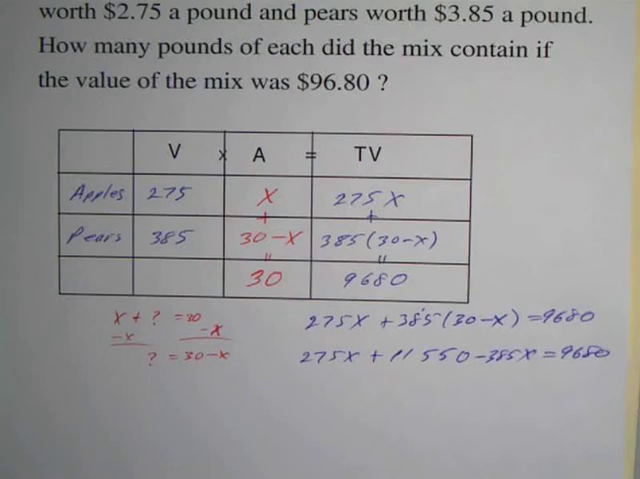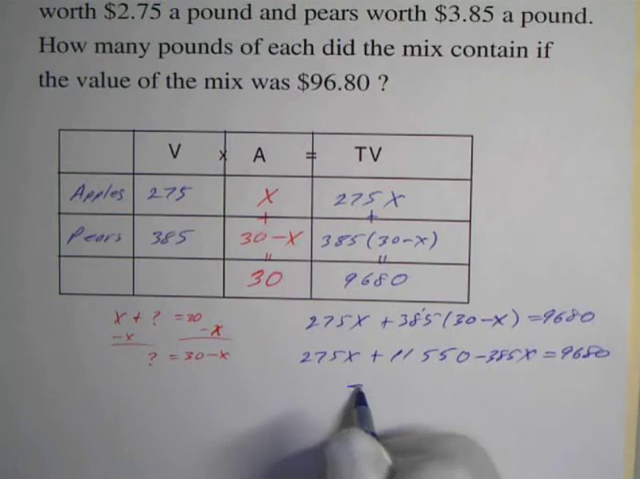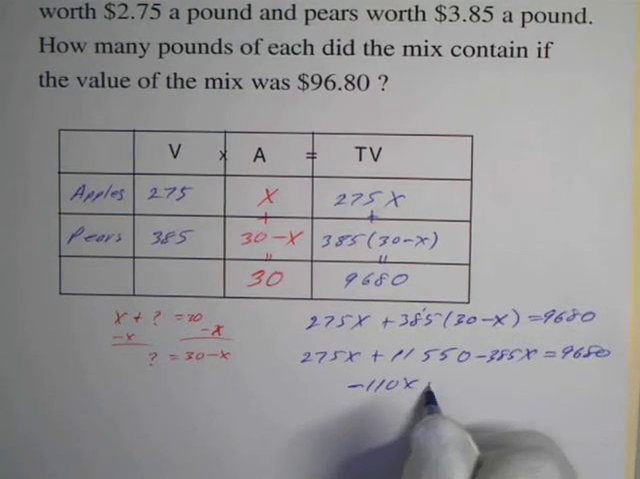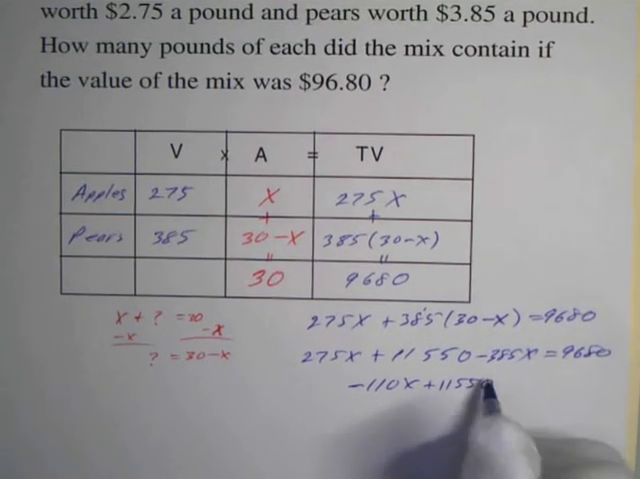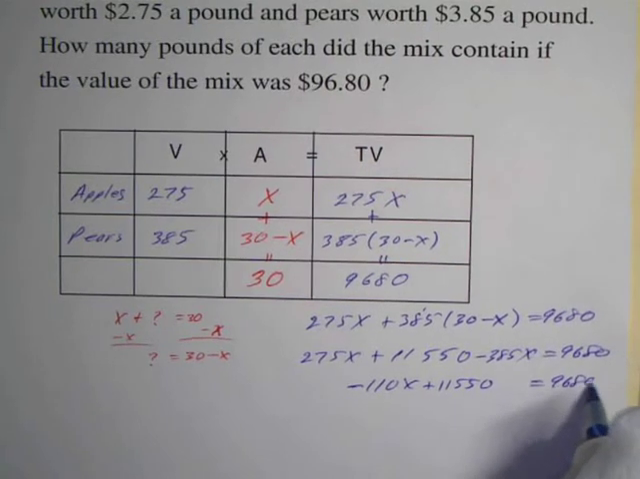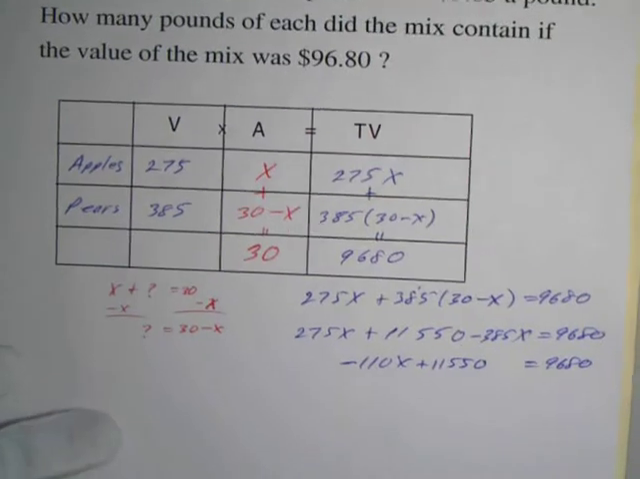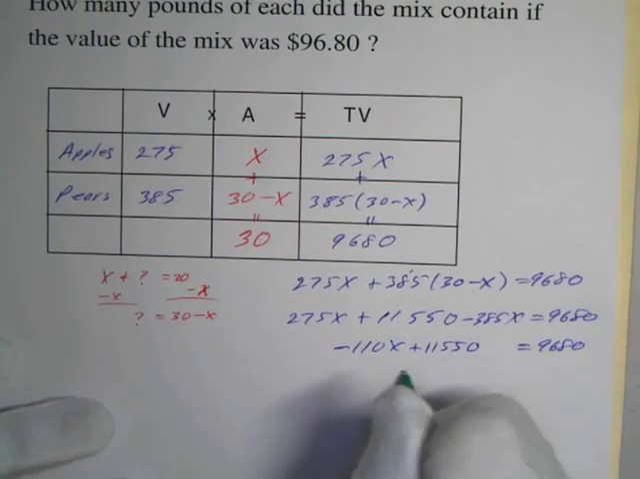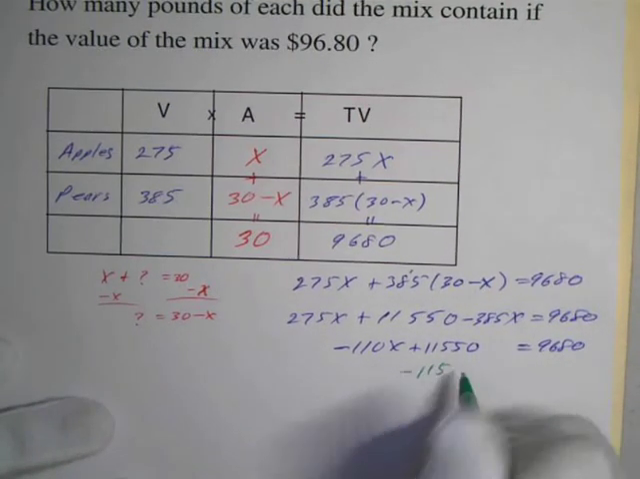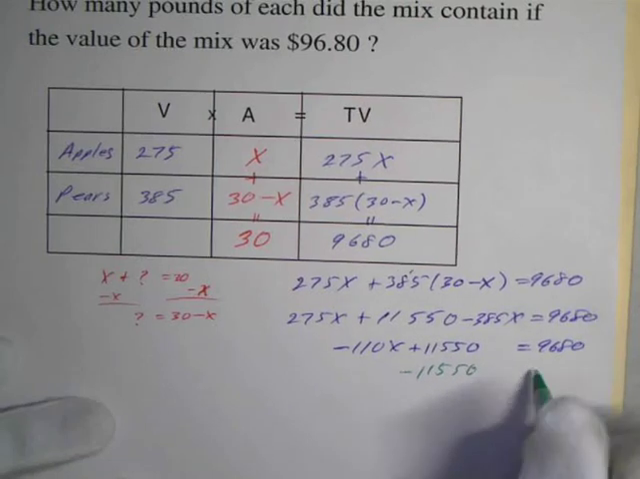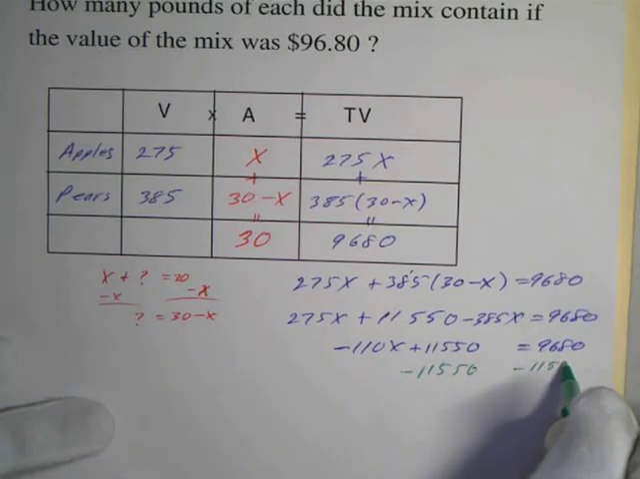Then we can combine our x's, so 275 minus 385 is negative 110, so I got negative 110x plus my 11,550 equals 9680. Then I'm going to subtract the 11,550 from both sides.